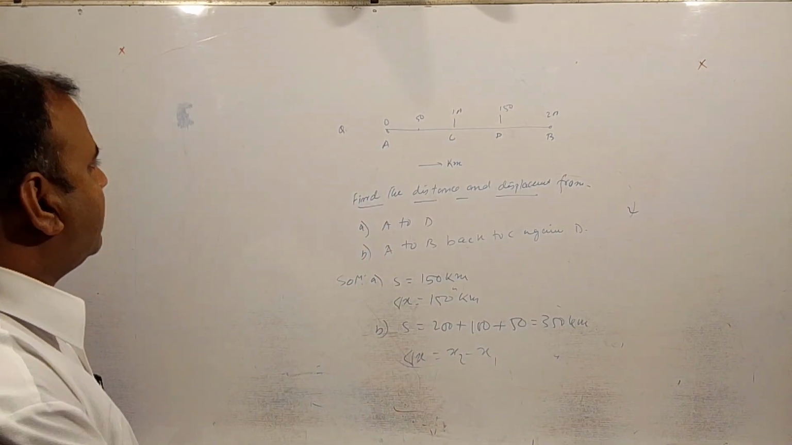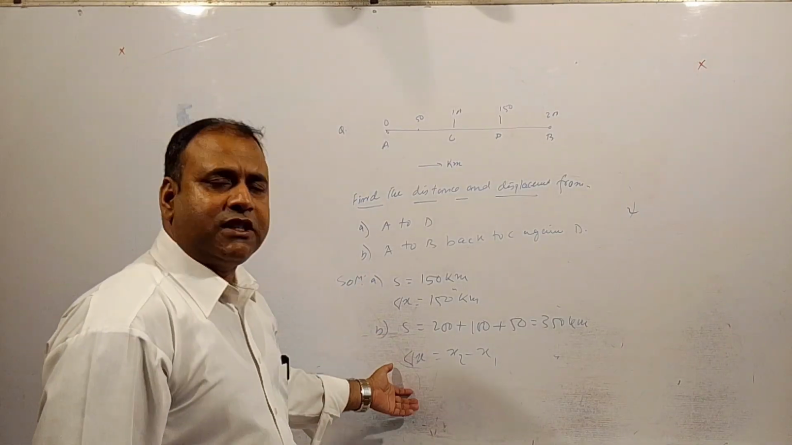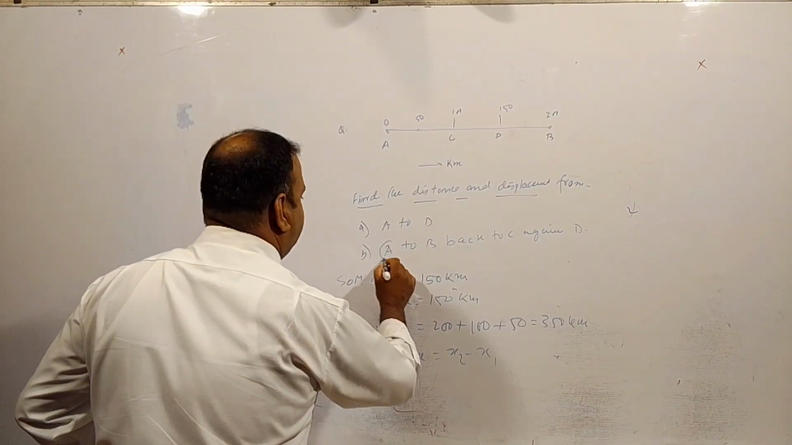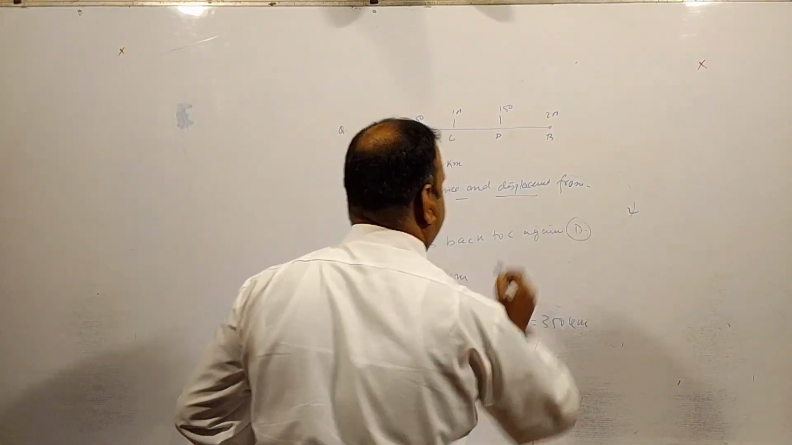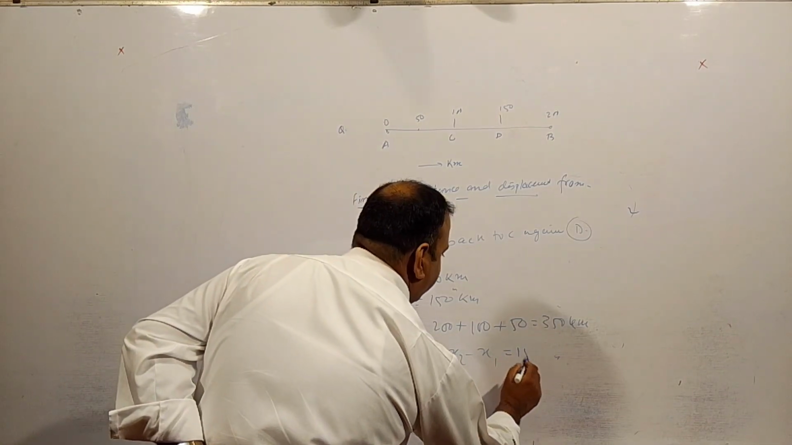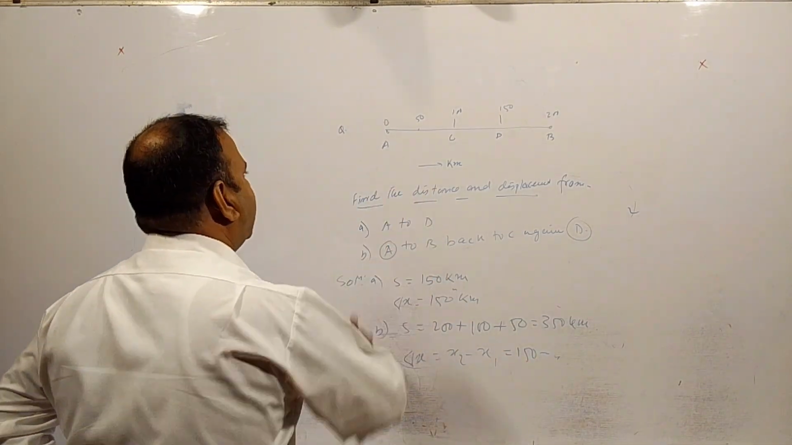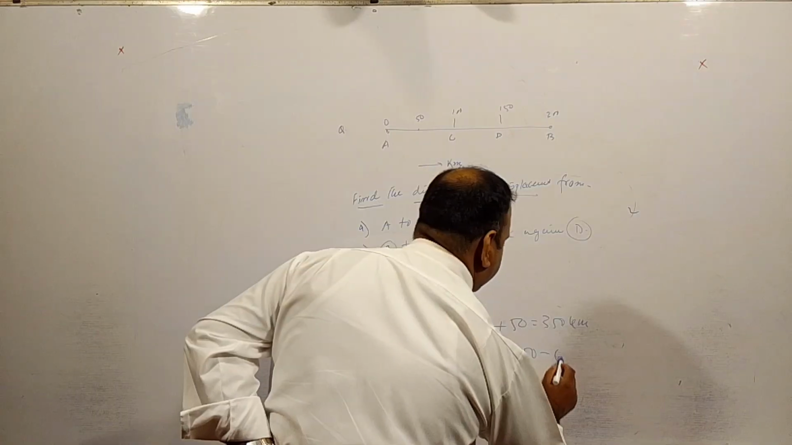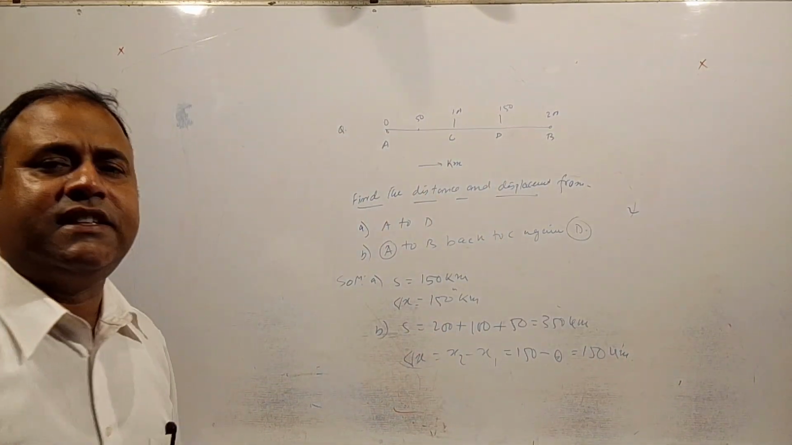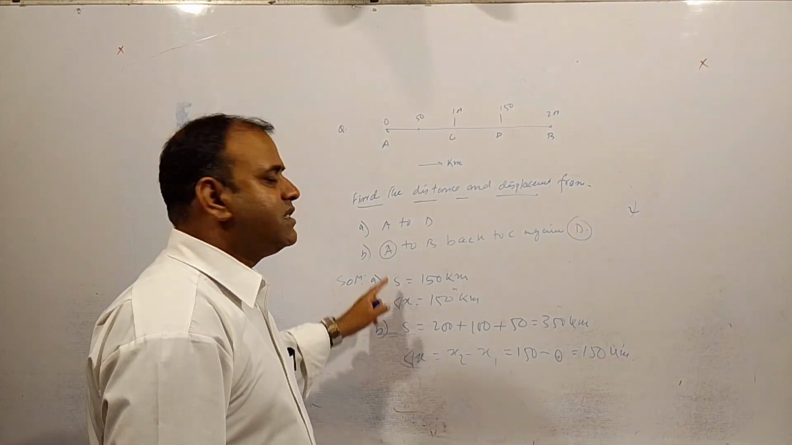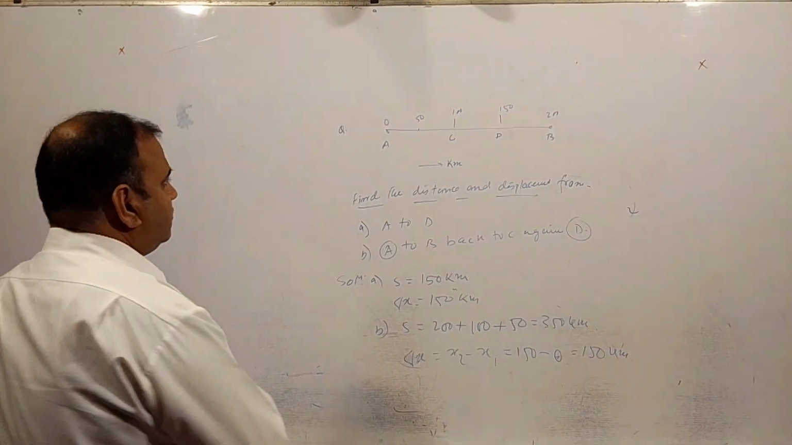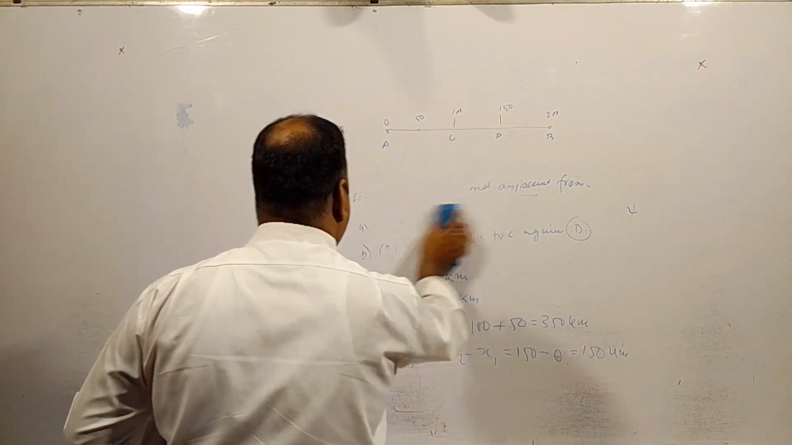But for displacement, this is the formula, x2 minus x1. When we are going to find the displacement, the initial point is A and the final point is D. What is the value of the final point D? 150. 150 minus the initial point A, A means 0. So 150 kilometer. In this way we can easily calculate the distance and displacement from the given diagram.